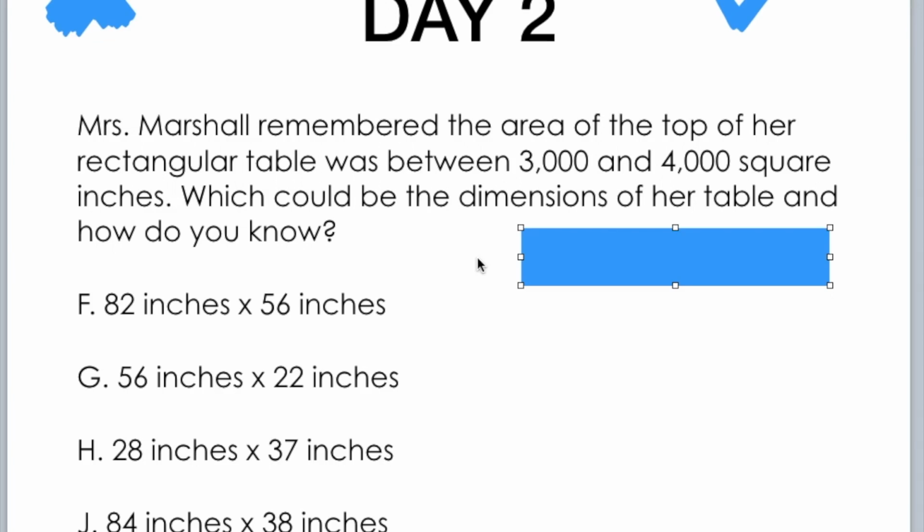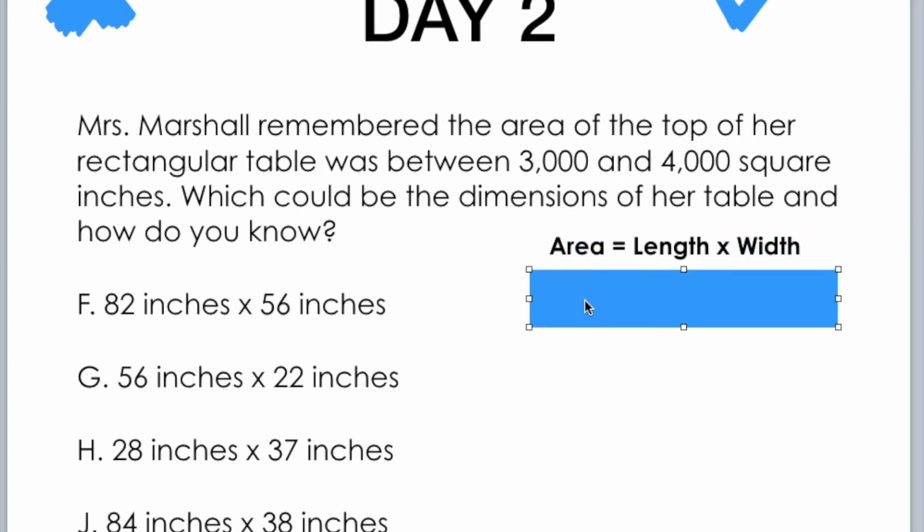Marshall remembered the area of the top of her rectangular table was between 3,000 and 4,000 square inches. Which could be the dimensions of her table, and how do you know? The first step to this problem is remembering what the formula for area is. Anybody remember? If you said area equals length times width, you are correct. Now that we know the area formula, we need to test the options we have here.